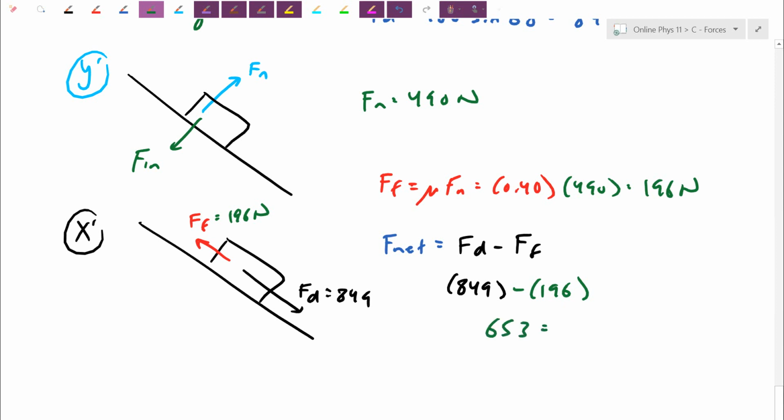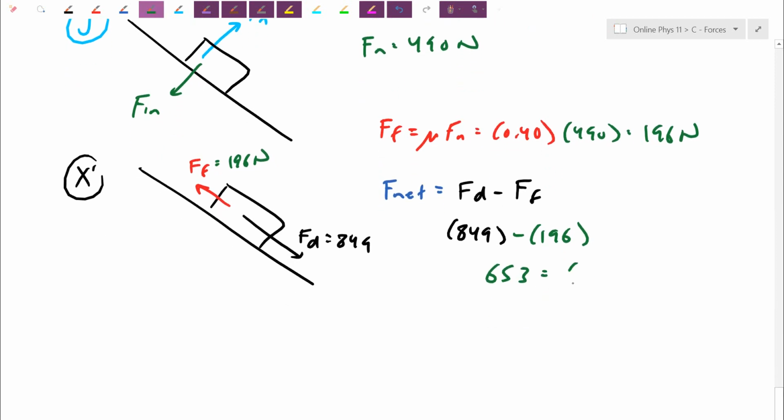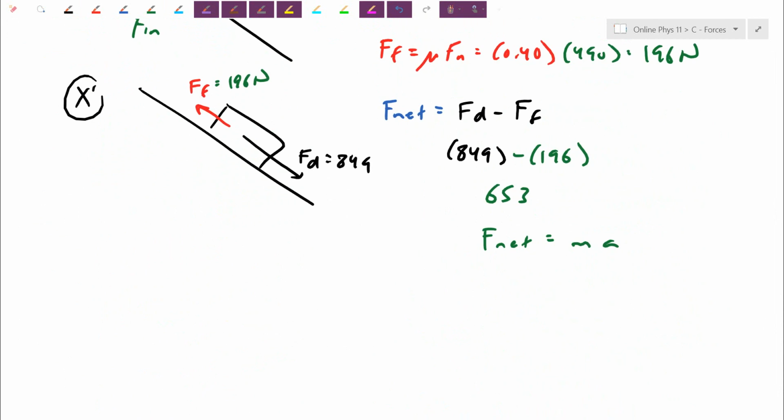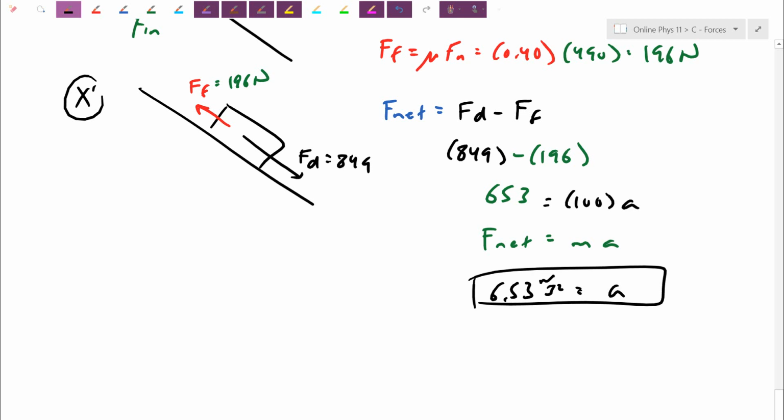And then we're going to set this equal to m times a. Newton's second law, we've got to do this second step here. The F net is also equal to m times a, Newton's second law. The mass is 100 kilograms. So 653 is equal to 100 times the acceleration, and therefore the acceleration is 6.53 meters per second squared. Right. And again, we've been able to find the acceleration here. We're ready to do our kinematics again.